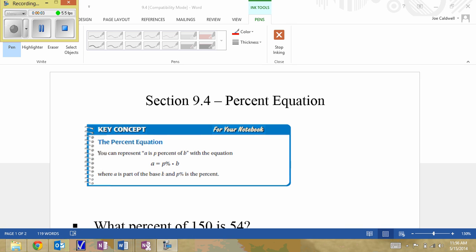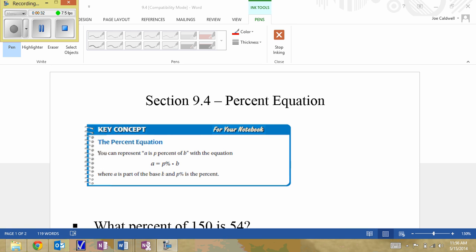All right, we have our next motion picture, section 9.4, the percent equation. It's kind of similar to 9.2, where we were using algebra to solve for either the part, the whole, or the percent, except we used proportions in that section. This section we actually have an equation that does the same thing for us. Now the letters and the parts are all the same.